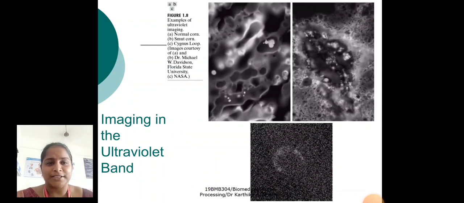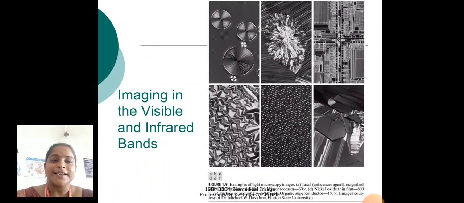And next one is imaging in the ultraviolet band. Here it shows examples of ultraviolet imaging. First one is a normal cone, and this is a smut cone, and Cygnus loop, and also these images use UV rays to enhance the images based on biomedical applications. Next one is imaging in visible and infrared bands. This shows examples of light microscopy images.